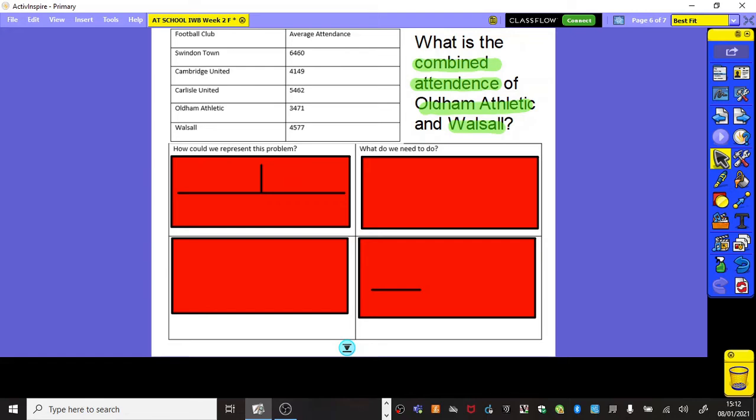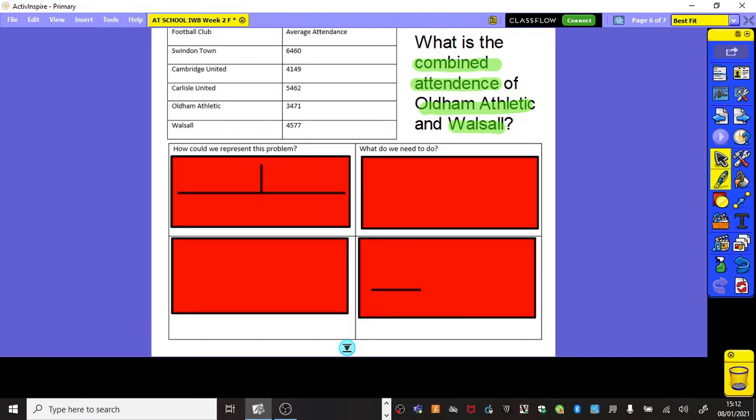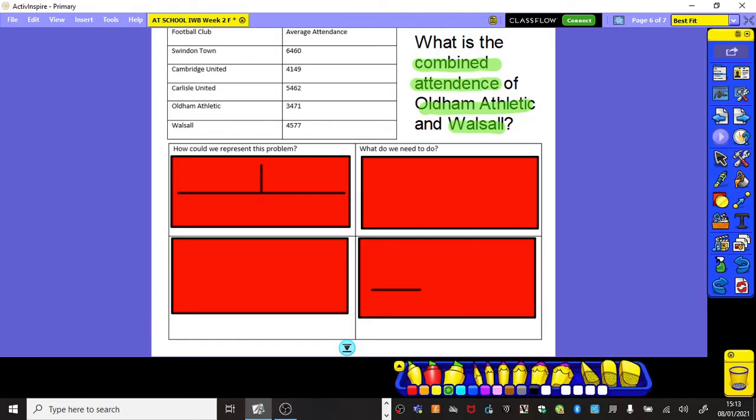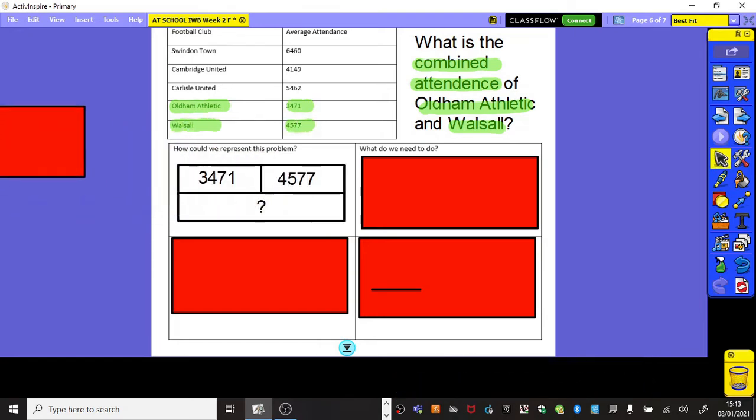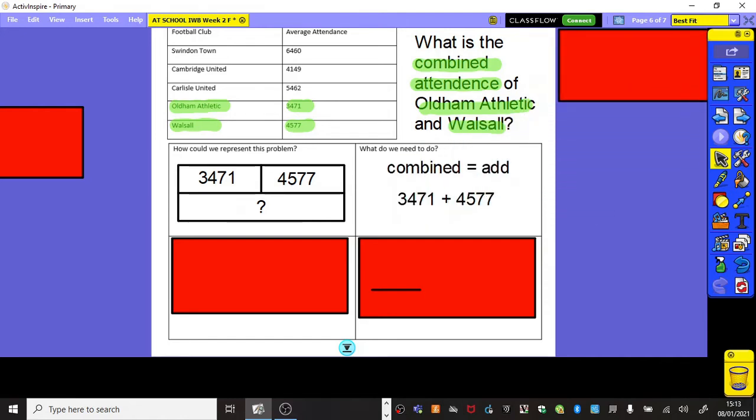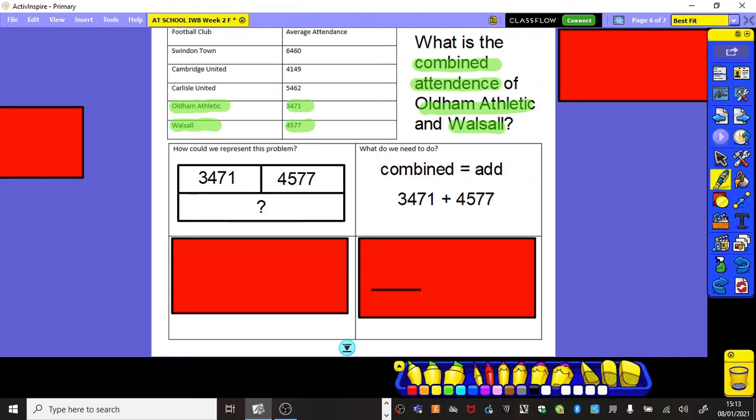So, looking at my table then, I need the combined attendance. So, I've got Oldham Athletic, my apologies, I have got Oldham Athletic, and I have got Walsall. Now, I could represent that problem with my bar model. This is one reason why we talked about practicing them so much over the last few days, because this is where they start to become useful in our addition problems, in our problem solving. And this one is very much an addition problem. Combined means add.